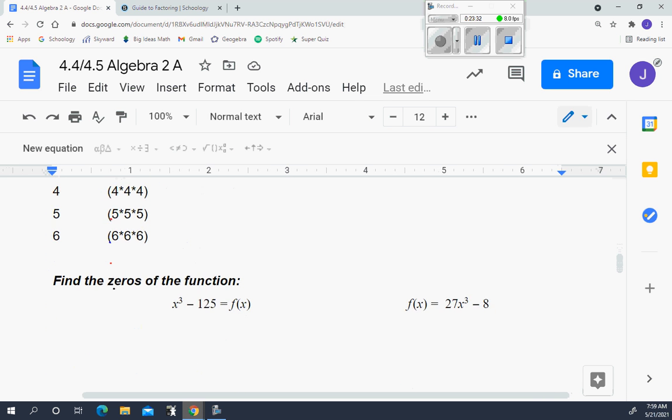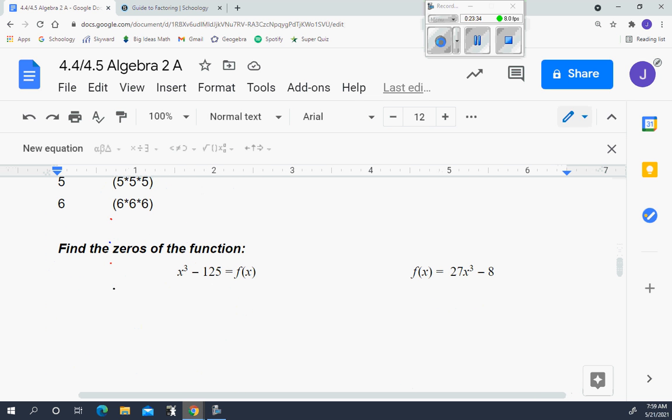Let's move down here. It says find the zeros of the function. I threw this in here just so you guys don't get confused. It says x cubed minus 125 equals f of x. Instead of f of x, they want us to find the zeros. Okay, set it equal to 0. That's all it is. We can factor x cubed minus 125. Why? Because they're perfect cubes.